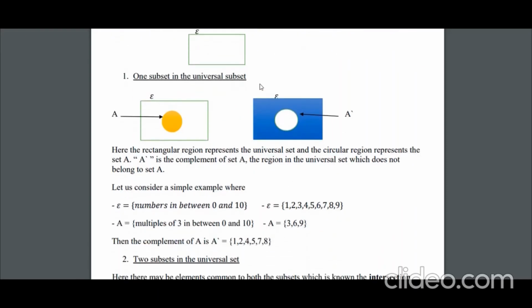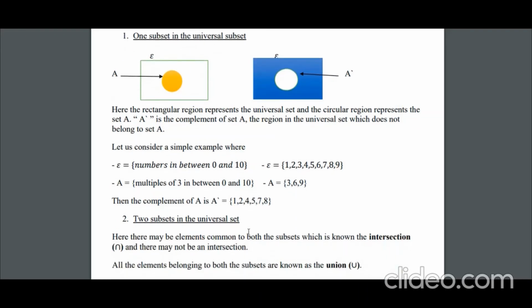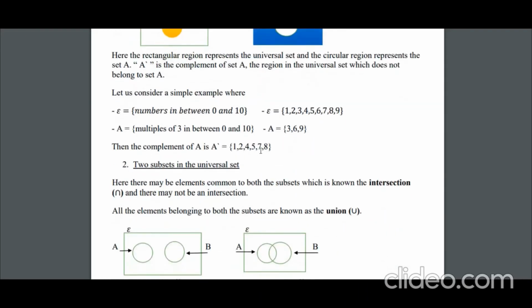So as I said before, all the sets are subsets of the universal set. And the universal set does not mean everything. It can be limited. For example, in this particular example, the universal set is from 1 to 9, and A is 3, 6 and 9. And we can get the complement as well.